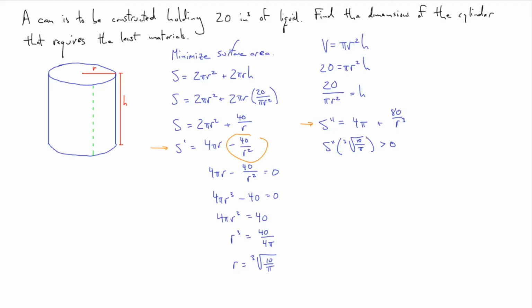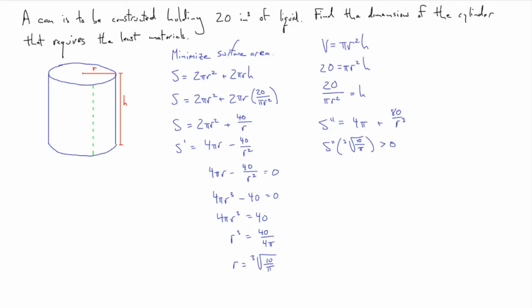So it might look intimidating that we're trying to plug in cubed root of 10 over pi, but that's a positive number. We've got 4 pi, which is positive, plus 80 over some positive number cubed. That's a positive number. That's all you need to say that this critical point is a relative minimum.